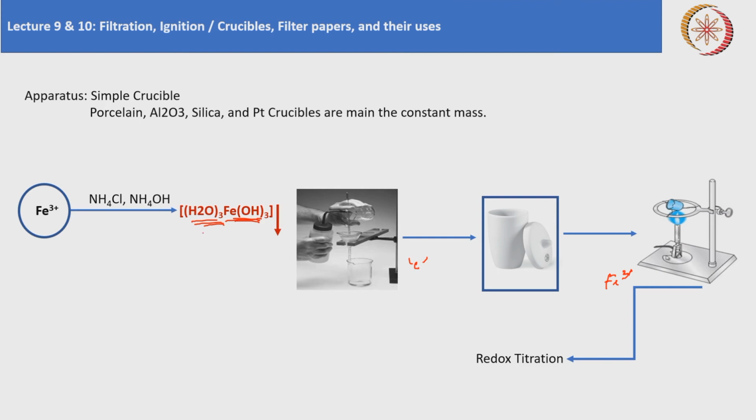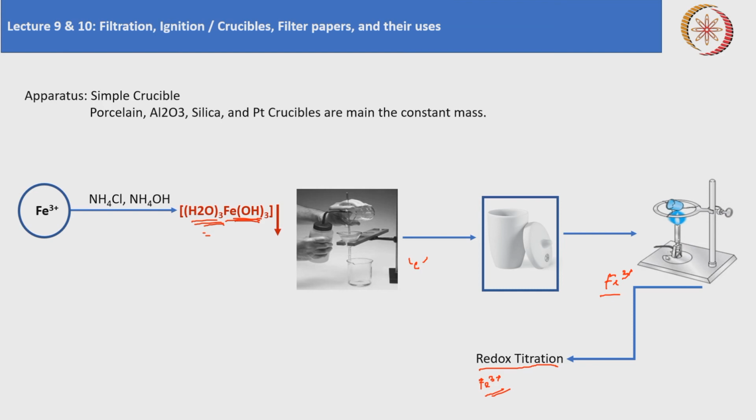Then you will get the iron complex, iron 3 plus, because if you heat to a high temperature, whatever water molecules are there will evaporate. Then with that sample you can do the redox titration, using a burette and pipette. I think you will learn more details about the redox titration process. From there you can calculate how much iron 3 plus is in the sample, so we can know how much iron complex is in the ore sample.